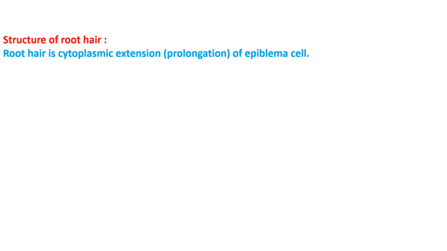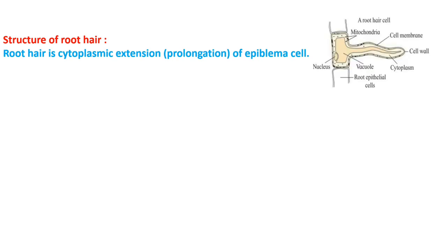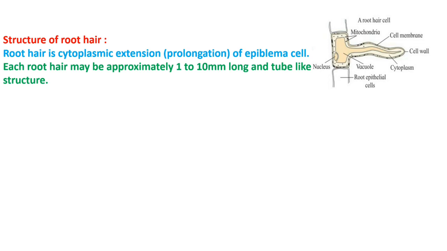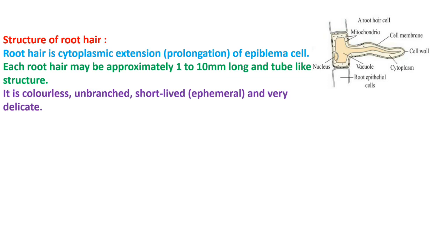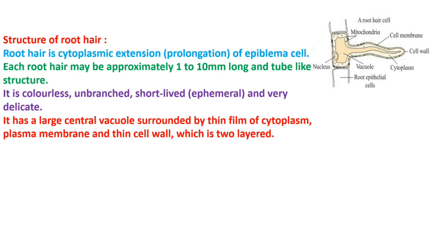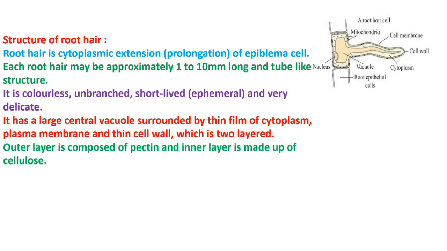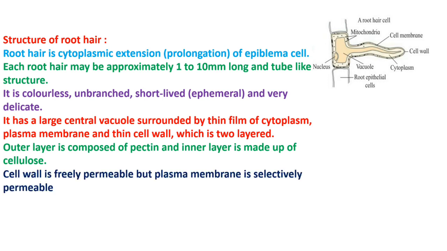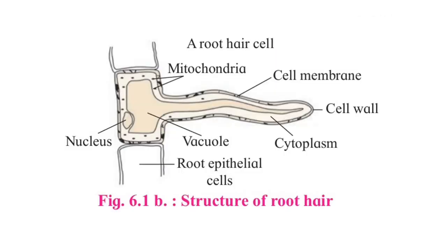Structure of root hair. It's a cytoplasmic extension of an epiblema cell, approximately 1 to 10 millimeter long and tube-like in structure, colorless, unbranched, short-lived and very delicate. It has a large central vacuole surrounded by a thin film of cytoplasm, plasma membrane and a thin cell wall which is 2-layered. The outer layer is composed of pectin and the inner layer is made up of cellulose. The cell wall is freely permeable but the plasma membrane is selectively permeable. You can see this is the structure of root hair.